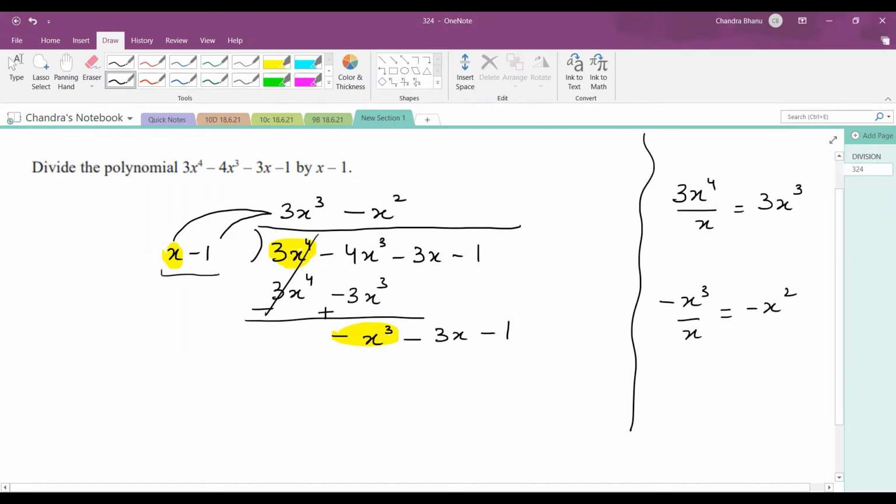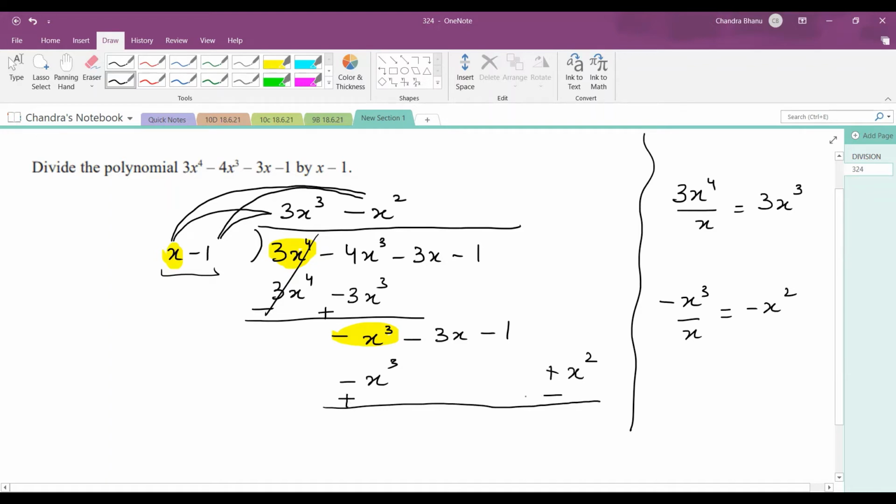Now again the whole divisor will get multiplied with minus x square. So first of all x will get multiplied with minus x square. So x into minus x square is minus x cube. Then minus 1 will get multiplied with this. So minus 1 into minus x square is positive x square. But look here, I don't have the x square term. So I will write it separately here. If you don't have any term which is like that, you can write it separately.